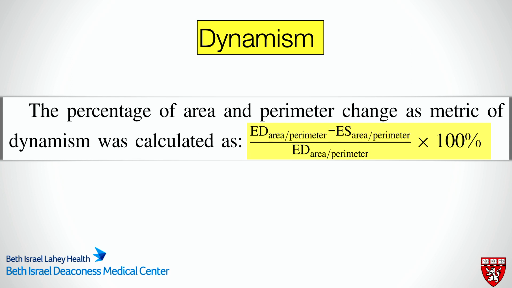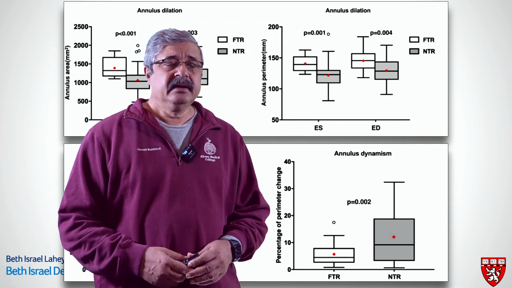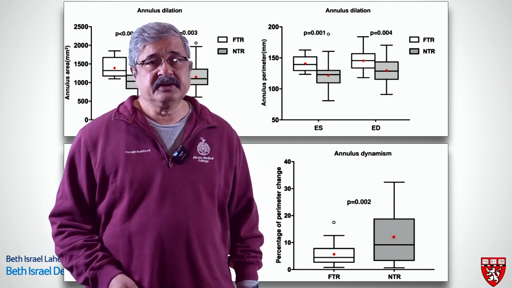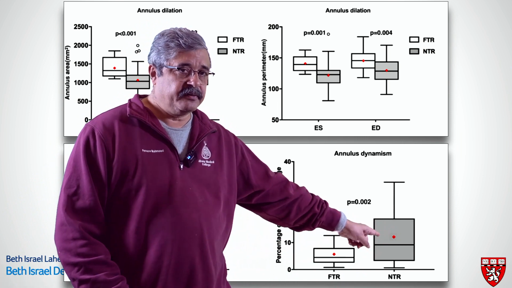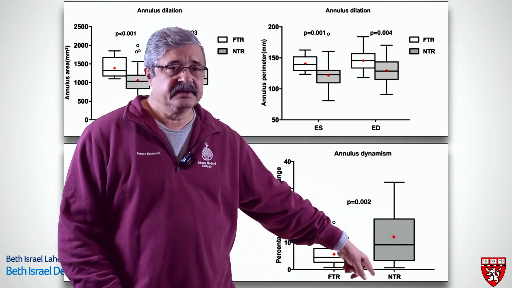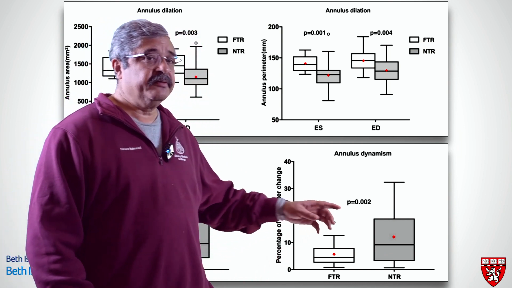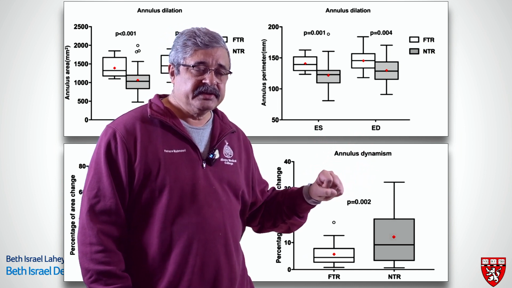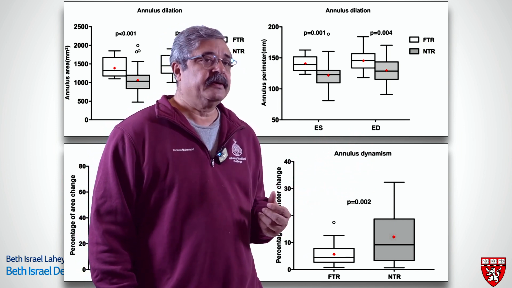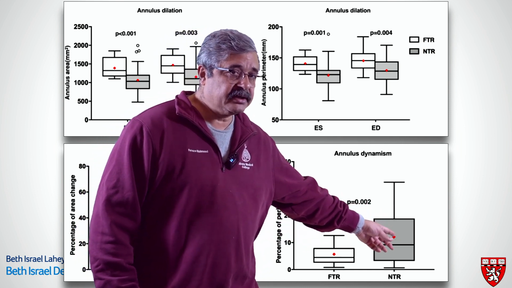So this was our definition of dynamism, and what we found in this one was that the annulus dilation was more in patients with functional tricuspid regurgitation. FTR stands for functional tricuspid regurgitation, and NTR stands for patients with no tricuspid regurgitation. They found significantly more dynamism, which means it changes its area both in systole and diastole and acts more as a sphincter when there's no tricuspid regurgitation, as opposed to when the patient has tricuspid regurgitation.